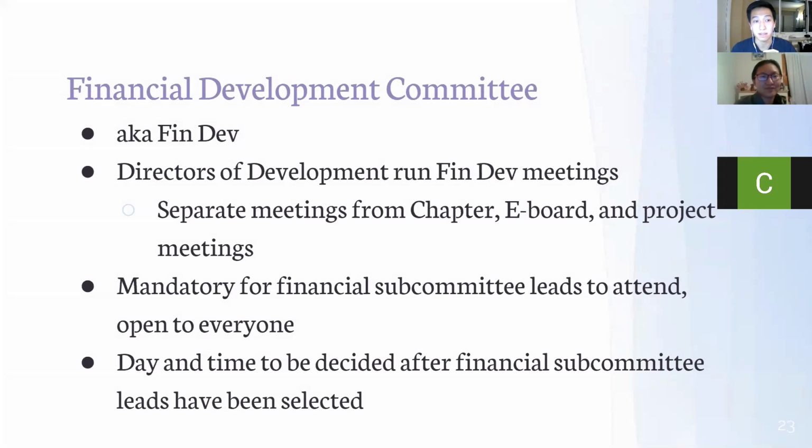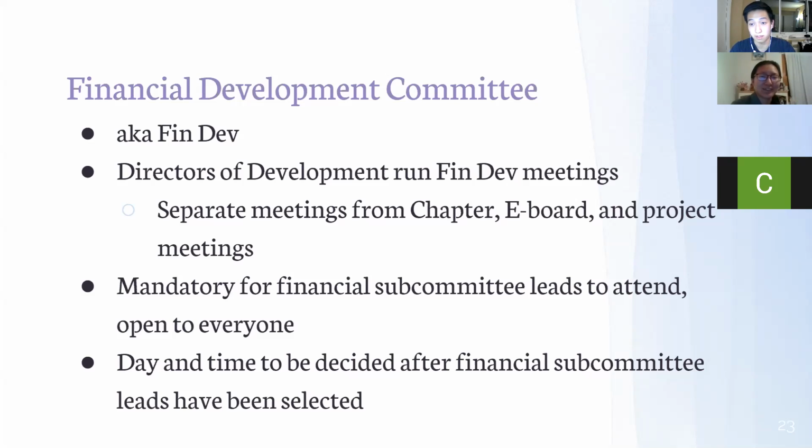The second method is to join the FinDev committee. FinDev meetings will start up once project leads have selected their financial subcommittee leads, typically the week after subcommittee leads are selected. Like project financial subcommittees, we'll be applying for grants, planning fundraisers, and working to get corporate sponsorships. These are mandatory for financial subcommittee leads to attend, but they are open to everyone, and we encourage you to join because we need as many people as possible to earn money.